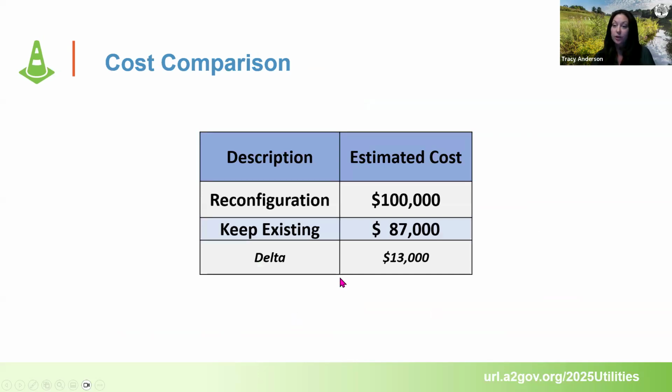I got a lot of inquiries about the cost comparison of this. So if we reconfigure the intersection, it's estimated to cost about $100,000. If we keep everything the same, it's an estimated cost of about $87,000, because it's that much asphalt that we're not paving and don't have to pay for. So the difference here is only about $13,000.